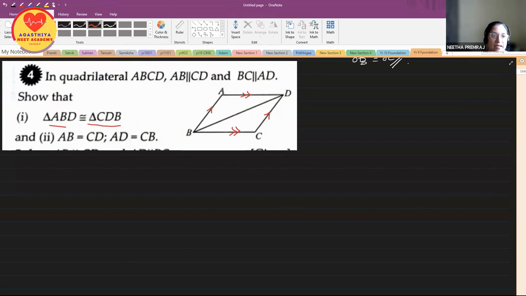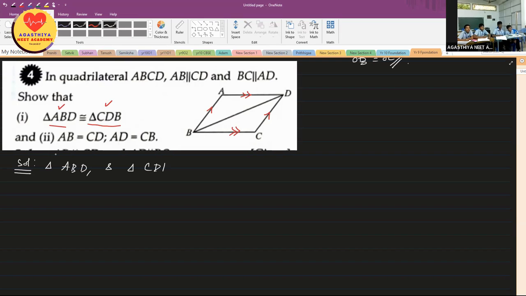Okay, let's get started. Solution. So what are the triangles considered? These are the two triangles to be considered. So I'm taking the two triangles, triangle ABD and triangle CDB.